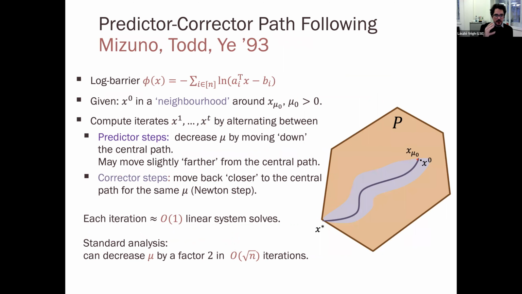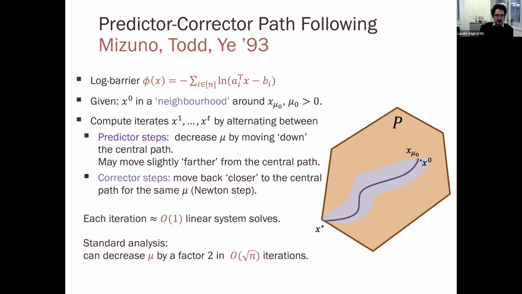And just to give you one particular example, which will be sort of the most relevant for us, is the predictor corrector path following method, where the idea would be the following. We use this standard logarithmic barrier. We have some starting point, which is not very far from this central path. And then we have two types of iterates.